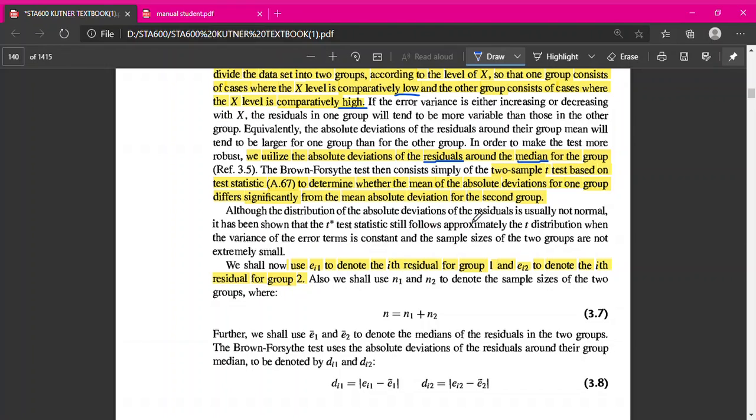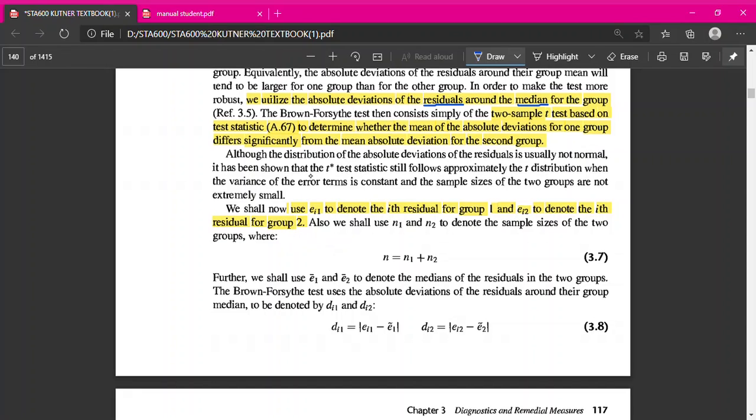Although the distribution of the absolute deviations of the residuals is usually not normal, it has been shown that the t test statistic will follow approximately the t distribution when the variance of the error term is constant and the sample sizes of the two groups are not extremely small. So when we divide into two groups, the sample size will be smaller, right? Now we can use e_i1 to denote the ith residual for group 1, and e_i2 to denote the ith residual for group 2. We also use n1 and n2 to denote the sample sizes for the two groups.